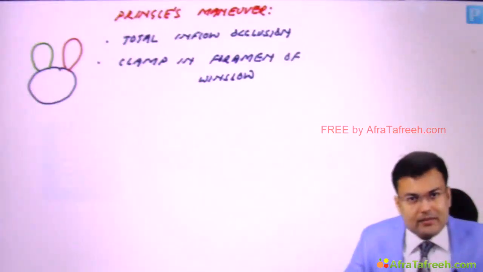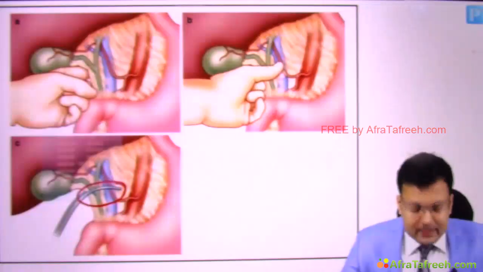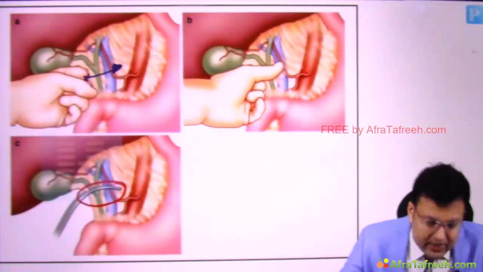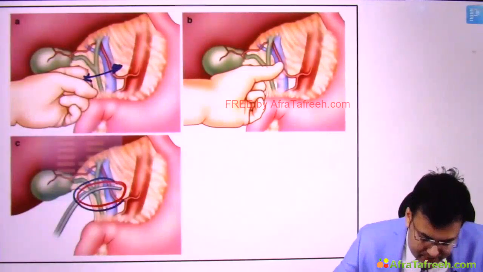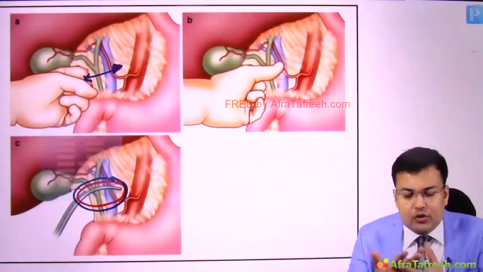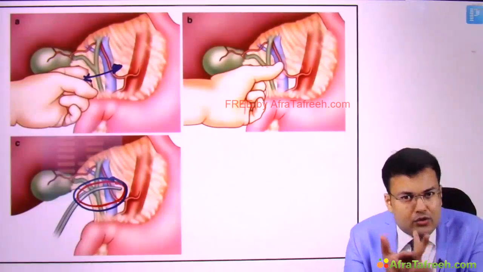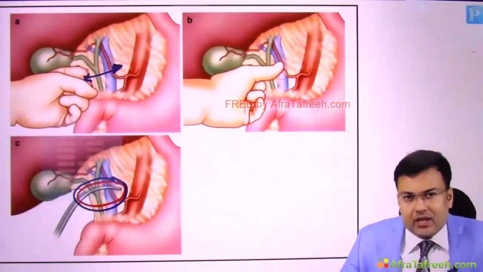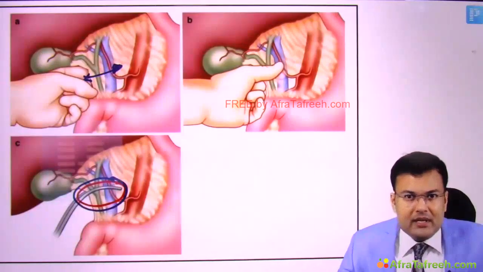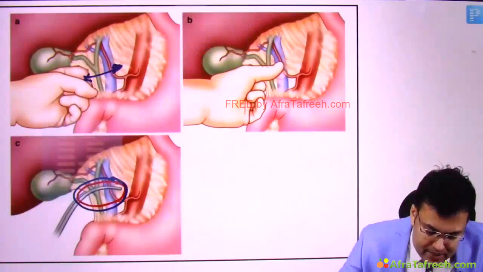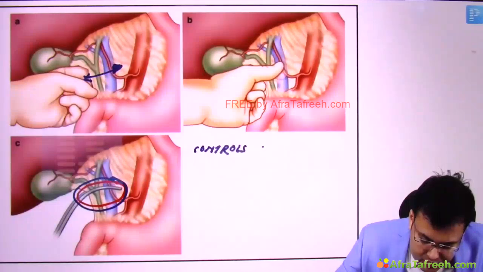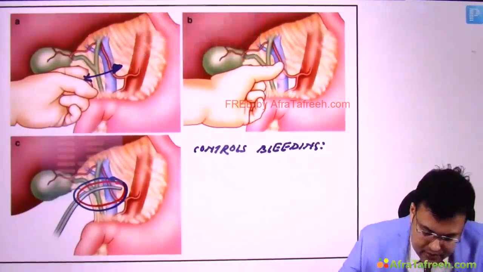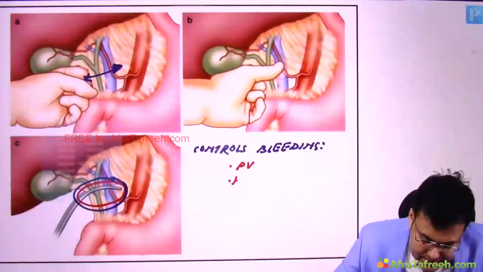So see the diagrammatic representation. Here you can see that this is the foramen of Winslow via which the lesser sac and greater sac communicate. Okay, you applied this clamp here. And when you applied the clamp, you're going to obstruct all these three structures: portal vein, hepatic artery, and bile duct. So the question comes that by Pringle's maneuver, bleeding is controlled from which two structures? So Pringle's maneuver controls bleeding of, obviously, the portal vein and hepatic artery.